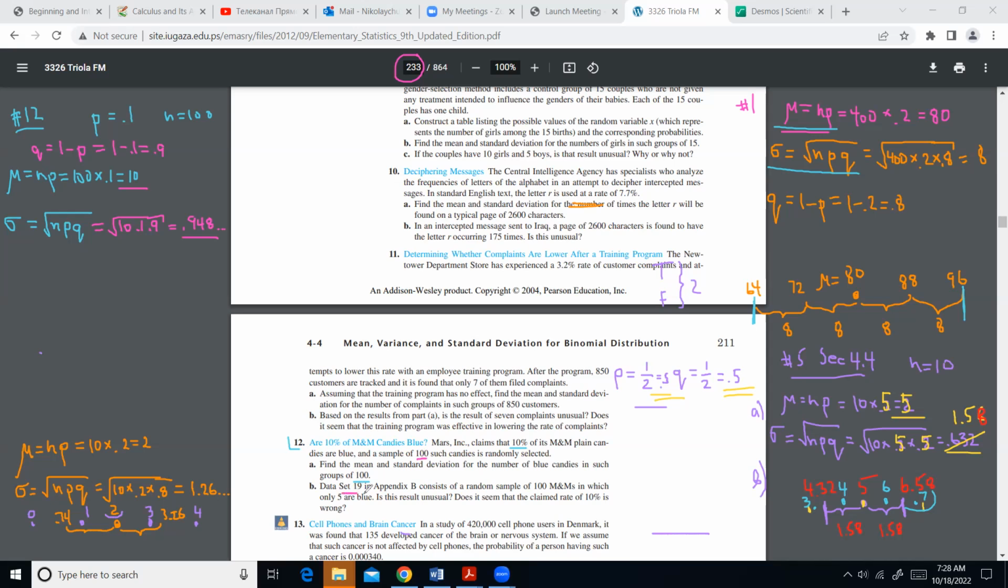Part B is talking about data sets, so you don't have to worry about this part B because we don't have the appendix. It says here that only 5 are blue. Well, is something wrong with that? Well, looks like the answer is definitely yes. Something is wrong because the blue ones can be 10, right? And the deviation is about 1 to the left or right. So it could be 11 or 9. But if it's only 5, then definitely not enough blue candies. So that's our exercise number 12.